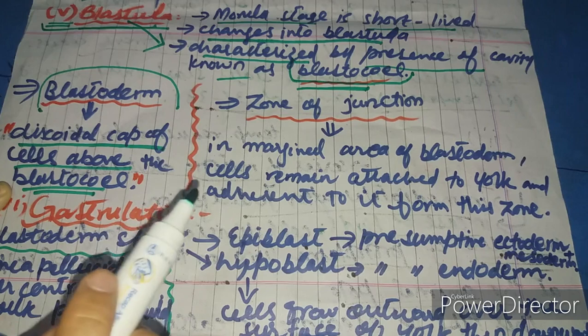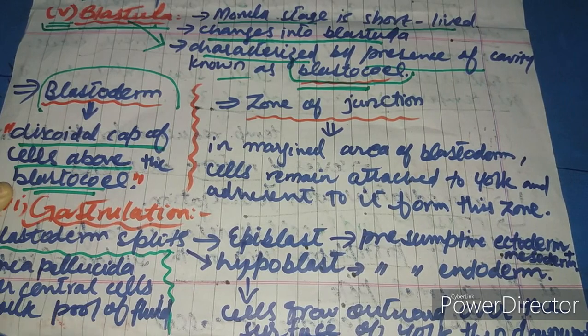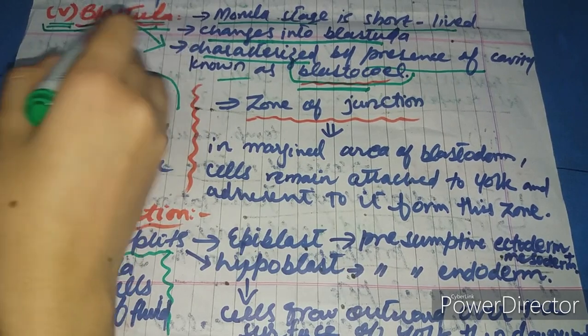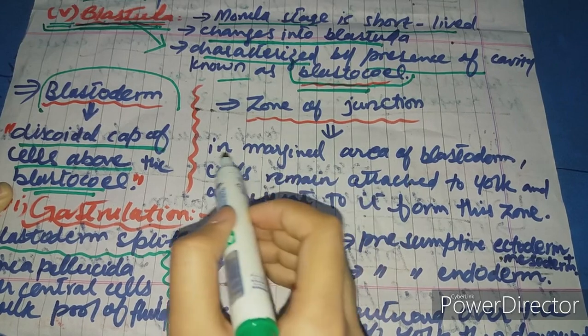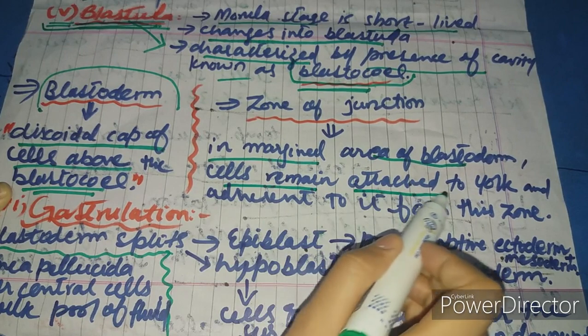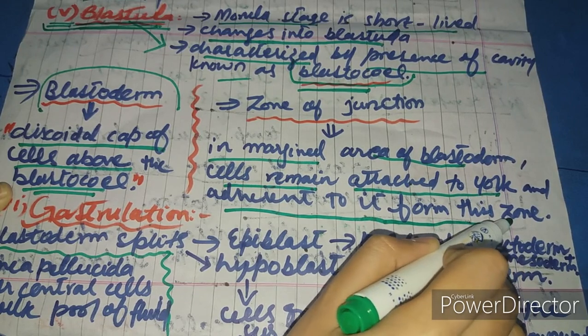Now this blastocele has a blastoderm, which is the layer of cells present as a cap on the upper side of this blastocele. We will also talk about an area, a kind of junction, which is known as the zone of junction in this stage of blastula. What is this zone of junction? In the marginal area of the blastoderm, cells remain attached to the yolk and adherent to it and form this zone.